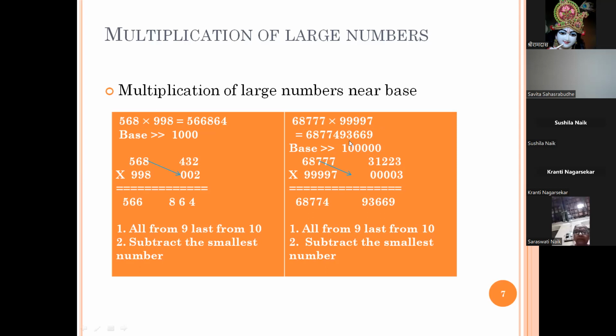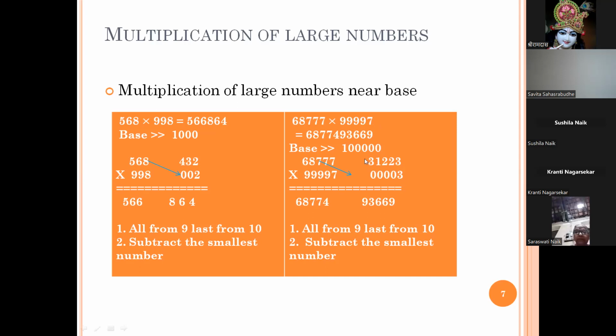Then I find the difference between this number and the base. How can I do it? Using all from 9, last from 10. 9 minus 6 is 3. 9 minus 8 is 1. 9 minus 7 is 2. 9 minus 7 is 2. 10 minus 7 is 3. And obviously the difference for the other number will be 0 0 0 0 and 3: 10 minus 7 is 3.